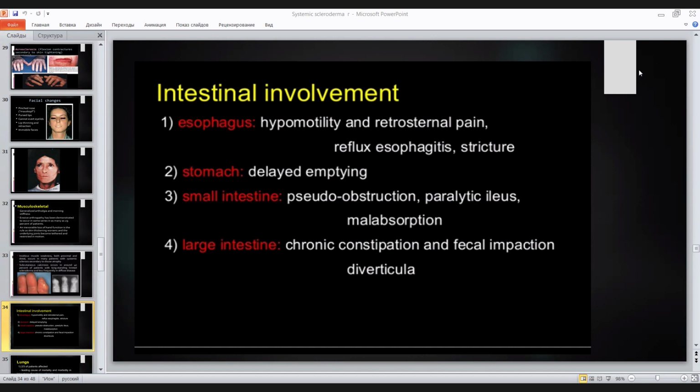With the stomach there might also be the same problems. There might be strictures, there might be fibrosis. The small intestine and large intestine also might have problems with obstructions because there might be paralysis.